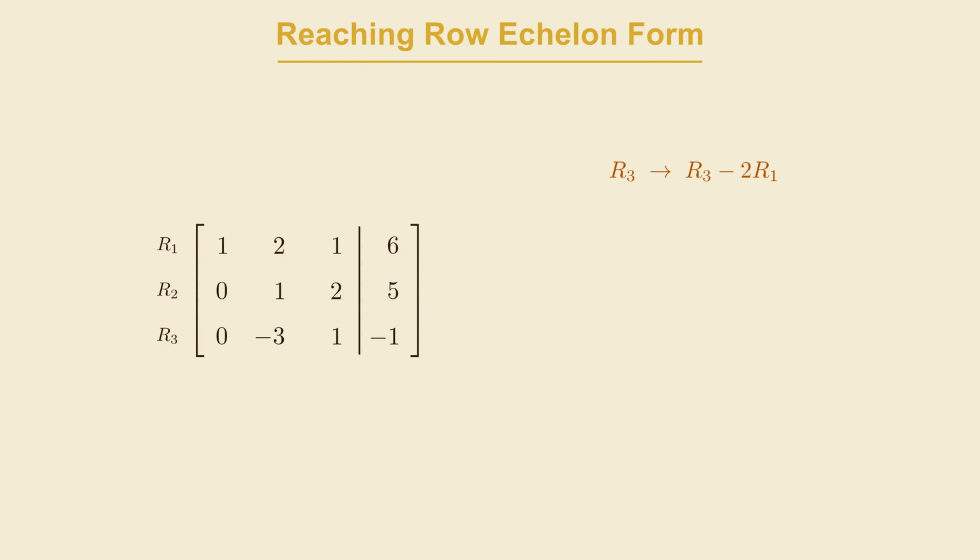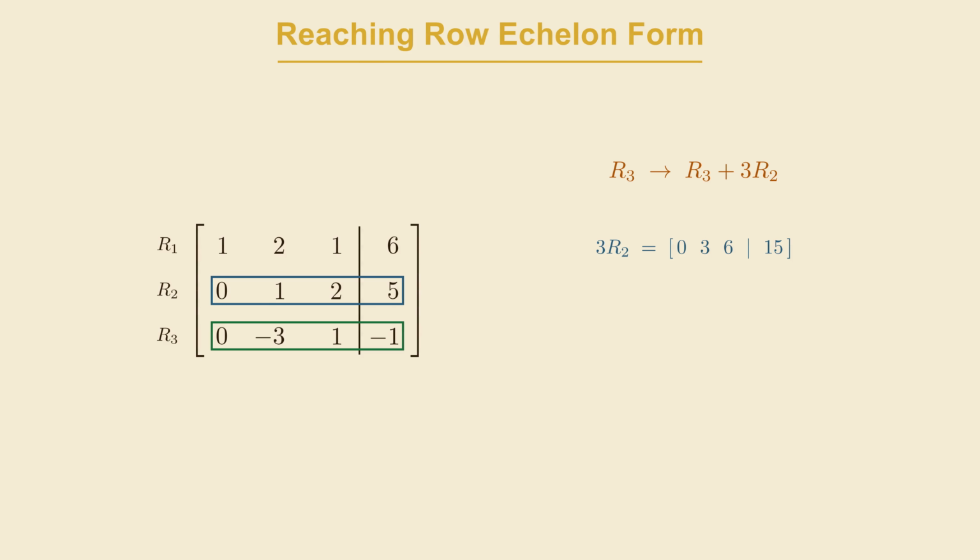And now what we have to do is move on to the second column. The leading entry of row 2 is a 1 in column 2. That is our second pivot. The problem is that we need the entry directly below it to also be 0, but right now it's -3. So we do another row replacement. We replace row 3 with row 3 plus 3 times row 2.